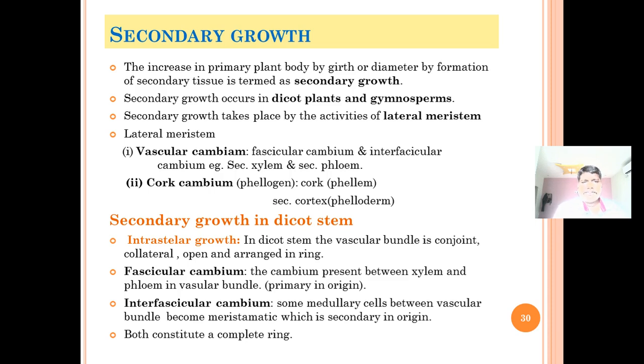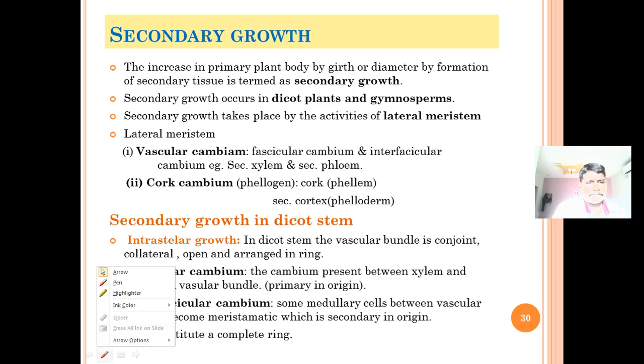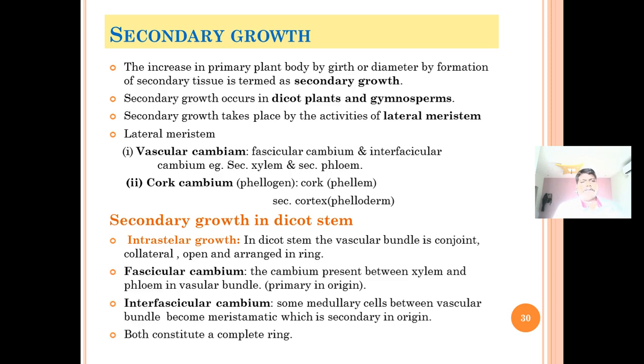Due to the presence of lateral meristems. Okay, so lateral meristems, if you take the vascular ones, there are two types: one is the vascular cambium, another one is the corky cambium. The vascular cambium is already present between the xylem and phloem, that is the fascicular cambium, and the newly formed cambium from the medullary rays, some of the medullary rays that became meristematic, that cambium we call the interfascicular cambium. So this will form a ring-like structure, which we will discuss now.